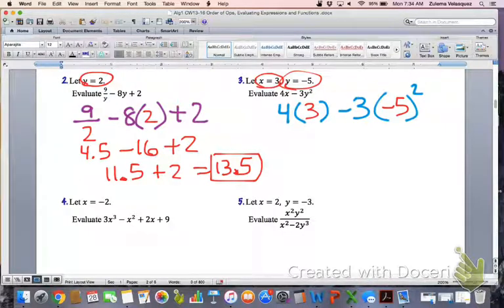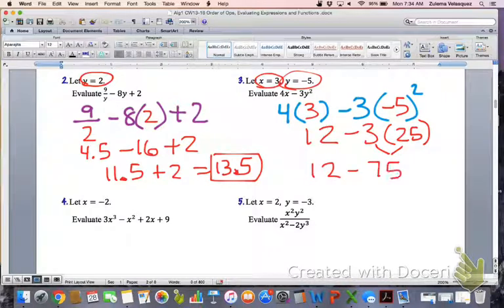So I substitute first. Now I'm going to go ahead and simplify. So first we want to take care of the exponent. So I'm going to go ahead and take care of this right side over here. So it's -5 times -5 is 25. So I took care of the exponent. Now I can take care of 4 times 3, which is 12. Now I have a subtraction here and a multiplication. Common thing is people want to subtract this, but we can't subtract these because we have a multiplication, so I have to take care of this multiplication first. 3 times 25, which would give us 75.